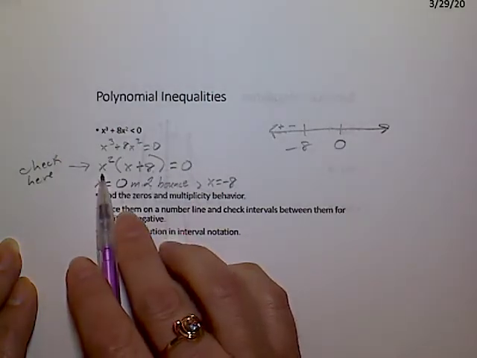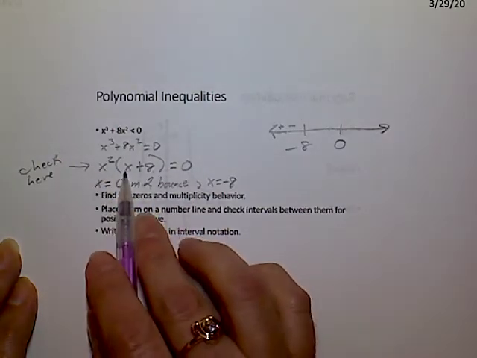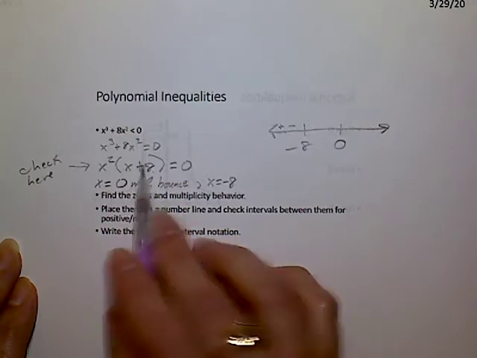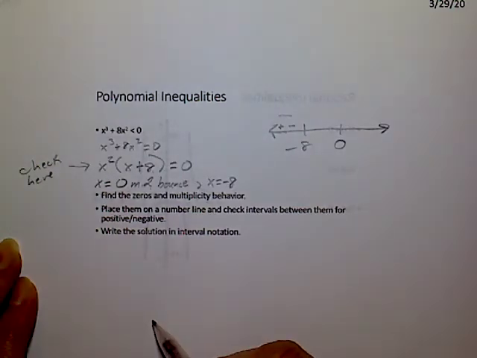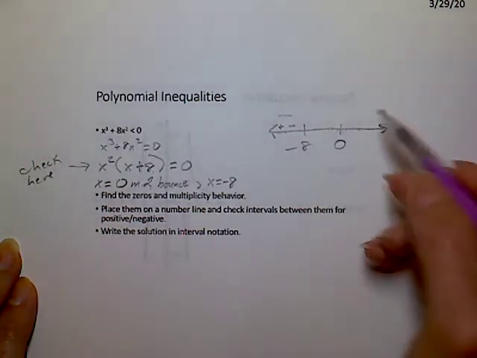Here's the magic. This is a positive number times a negative number. And when I take a positive times a negative, I get a negative number. Let's see how else that works.